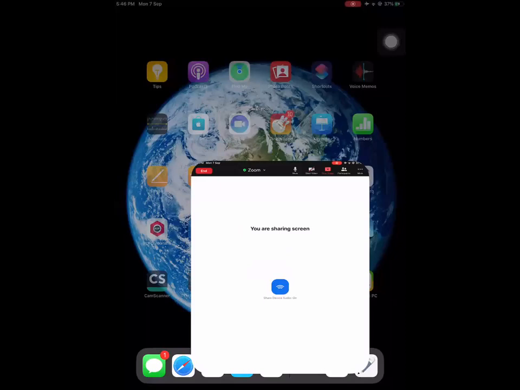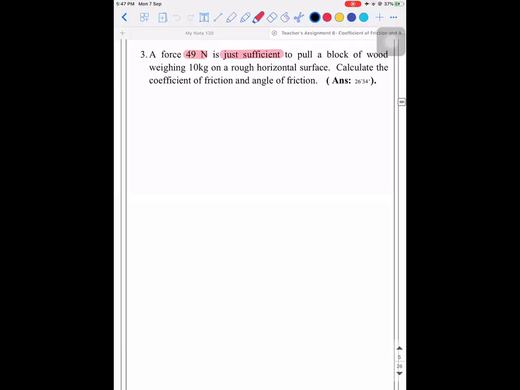So what do you mean by just sufficient? It's the maximum. Just sufficient means the minimum force required. 49 Newton is just sufficient to pull the block, which means it is able to overcome the maximum, the limiting static friction. Yes, that is what I'm trying to concentrate on. That is what is meant by just sufficient.